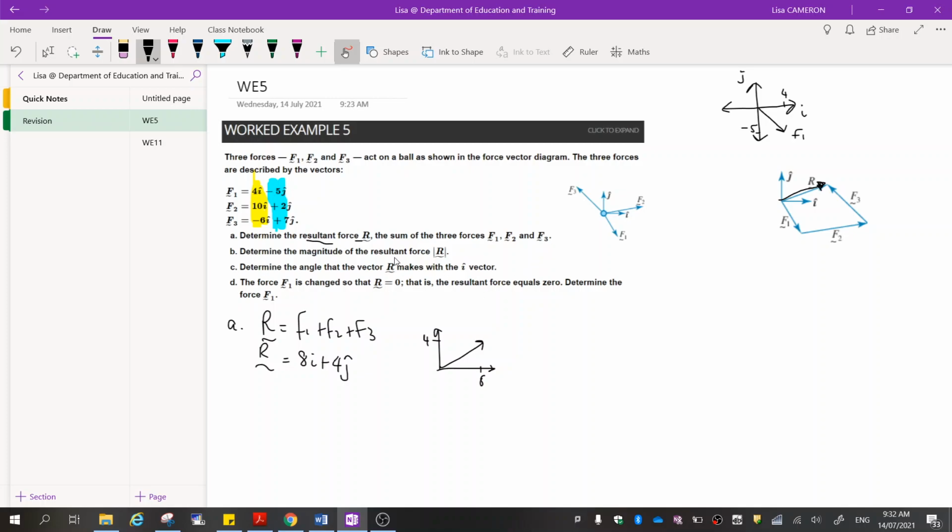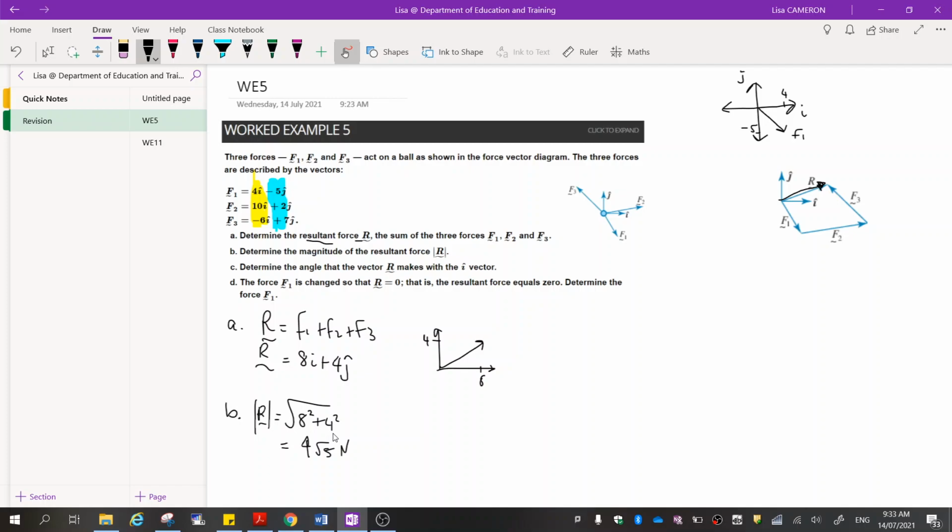Now, if we want to determine the magnitude of the resultant vector, all I have to do is do the same magnitude that I always do. So I'm going to calculate the magnitude of our R, which is 8 squared plus 4 squared. So 8 squared is, I'm just going to pop this in the calculator. 8 squared plus 4 squared is 80, and then the square root of 80 is 4 root 5. Now, I'm going to leave it in surd form because I like it when things are exact. So that is the Newton force that is acting at the moment. That's what the magnitude means.